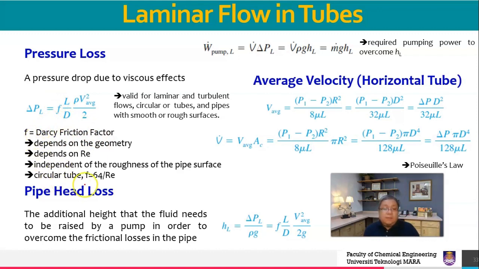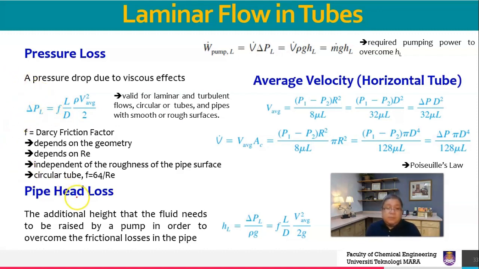Normally f for circular tube is 64 over Re, over the Reynolds number, so it's rather easy. L over D, L is length, D is diameter, rho V average, okay, velocity squared over 2, okay, and valid for laminar, turbulent flow, circular, and pipes with smooth or rough surface. So it's quite versatile equation, okay.